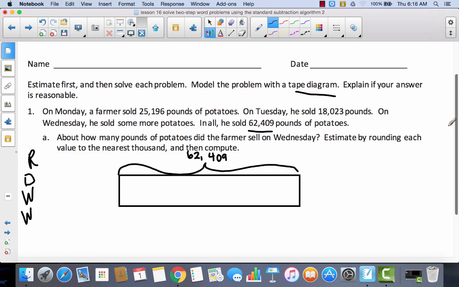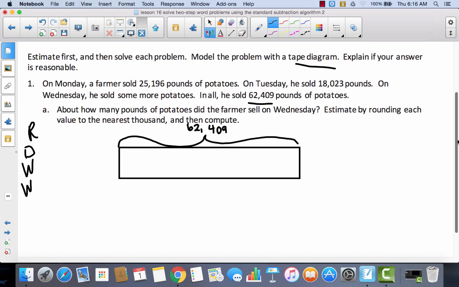Then it says that he sowed some potatoes on Monday. So I'm going to label this M for Monday. Then it said he sowed some potatoes on Tuesday. So I'm going to label this T for Tuesday. And then he sowed some on Wednesday. So notice my tape diagram has three parts because I've got Monday, Tuesday, Wednesday.